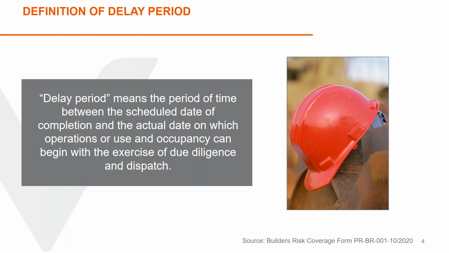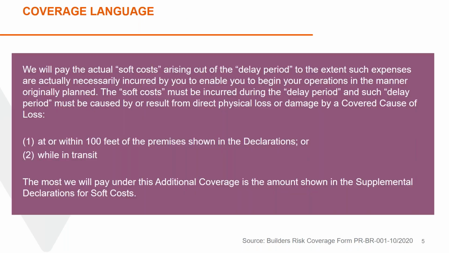Now we're going to spend a little bit of time on this next screen, because I really think this is the crux of the whole thing. This is the language in the form that addresses soft costs, okay? We will pay the actual soft cost arising out of the delay period, to the extent such expenses are actually necessarily incurred by you to enable you to begin your operations in the manner originally planned. Think about that for a second. What you originally planned to finish on April 1st, but now you're not going to finish till May 1st. So that delay period, what's that costing you?